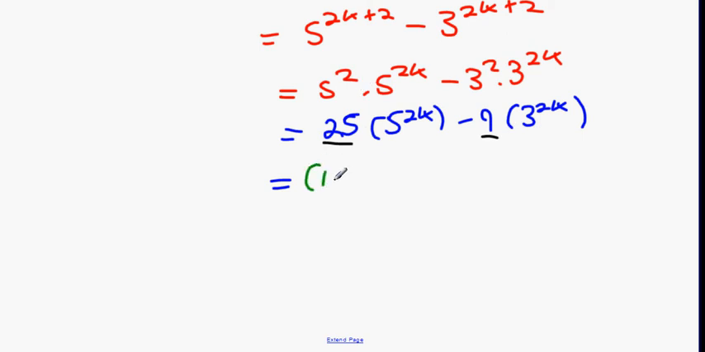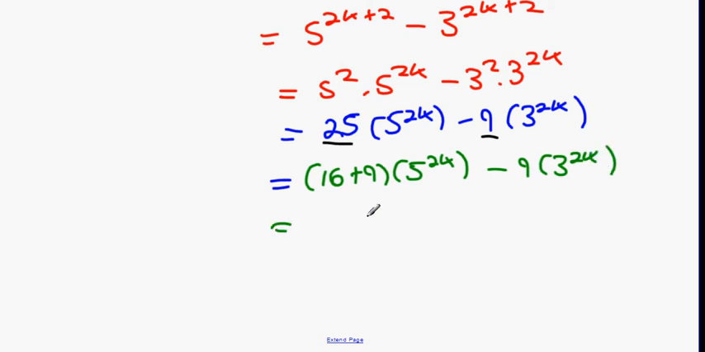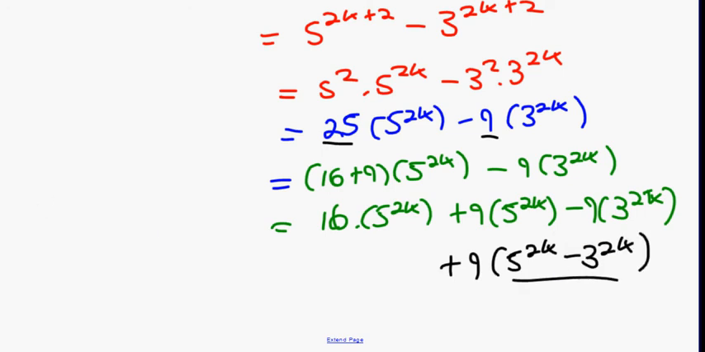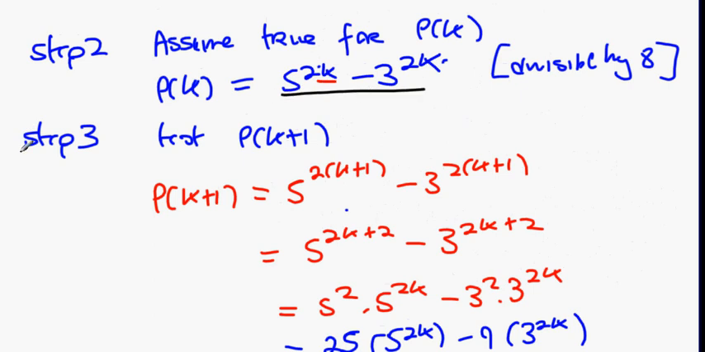So we're going to break 25 up into 16 plus 9, by 5 to the 2k minus 9 times 3 to the 2k. What we're going to get is 16 times 5 to the power of 2k plus 9 times 5 to the 2k minus 9 times 3 to the 2k. Factorize out the 9, and we get 9 times (5 to the 2k minus 3 to the 2k). And this is basically the same thing as P of k.